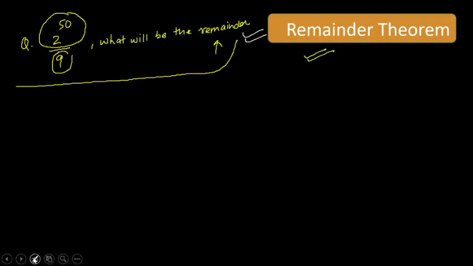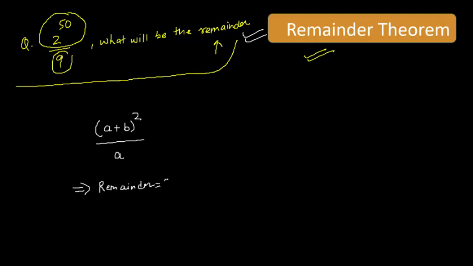Okay, so let's learn what is the rule for this. Tell me one thing, if it is, let's say, (a plus b) square, and if I divide it by a, can you find what will be the remainder? If I divide (a plus b) square by a, find the remainder. When it is divided by a, what will be the remainder?